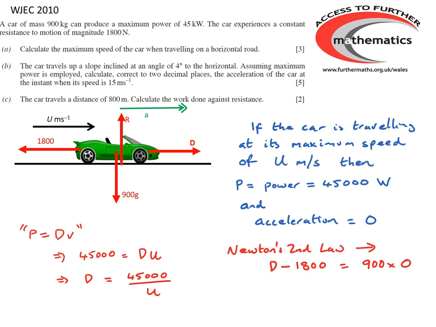But Newton's second law, applied to the right, tells me that D minus 1800 must equal 900 times the acceleration. So we've got D minus 1800 must equal 900 times 0, which is 0. So D must be 1800. So we've got 45,000 divided by u must be 1800. In other words, we have u is 25 meters per second.